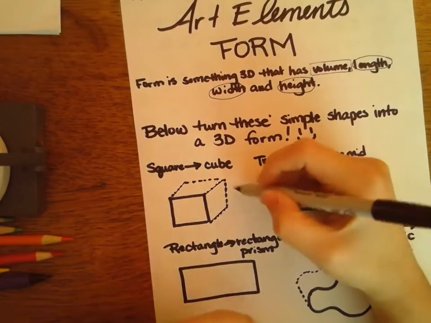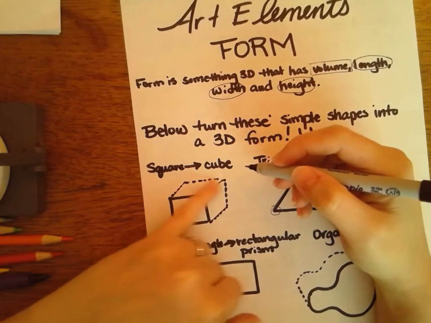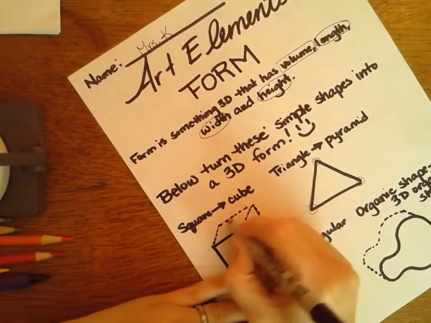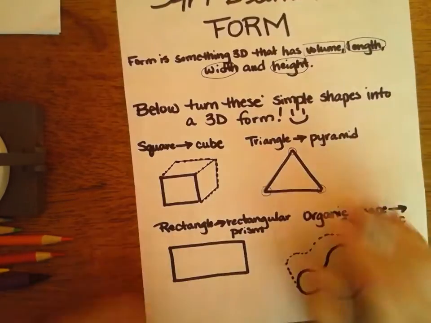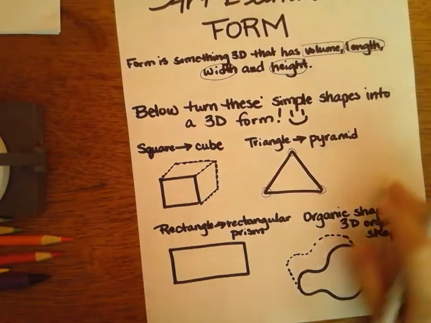Now I have to connect them all. So these lines have to be either horizontal or vertical. So we have our horizontal right here and our vertical. Connect them, and then I have a solid shape. So there's my cube.